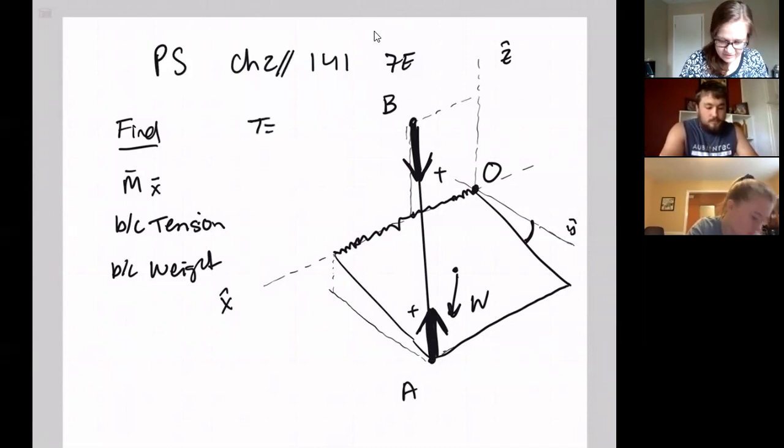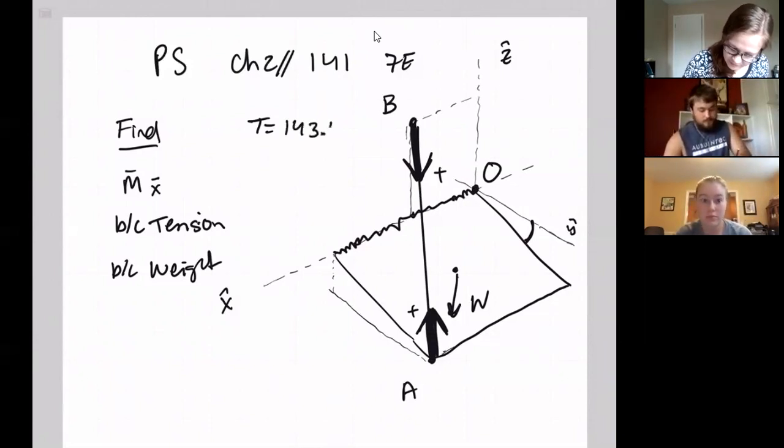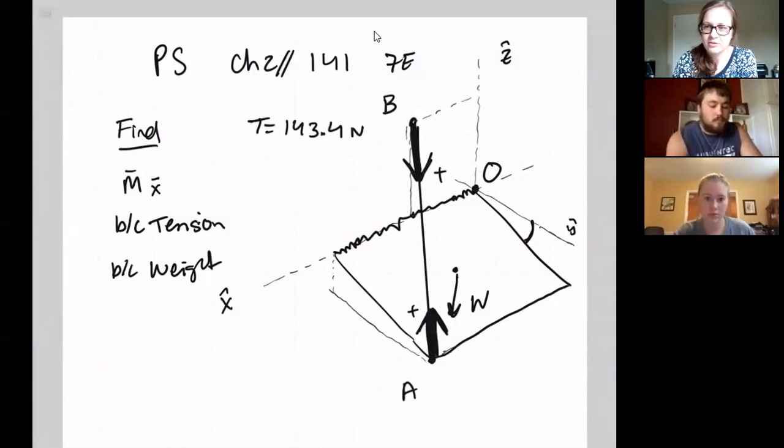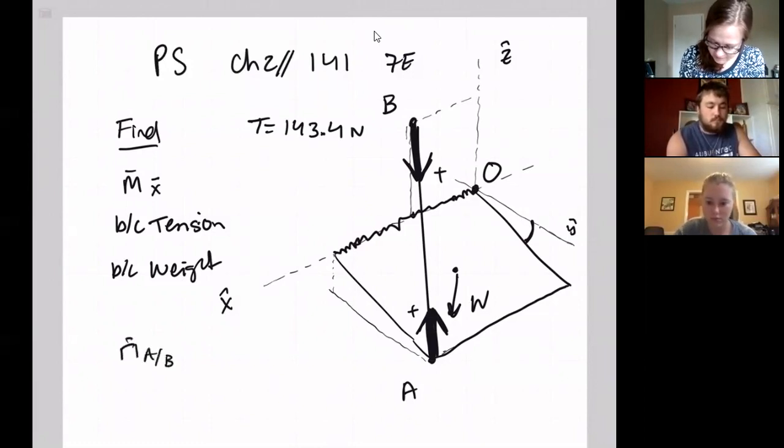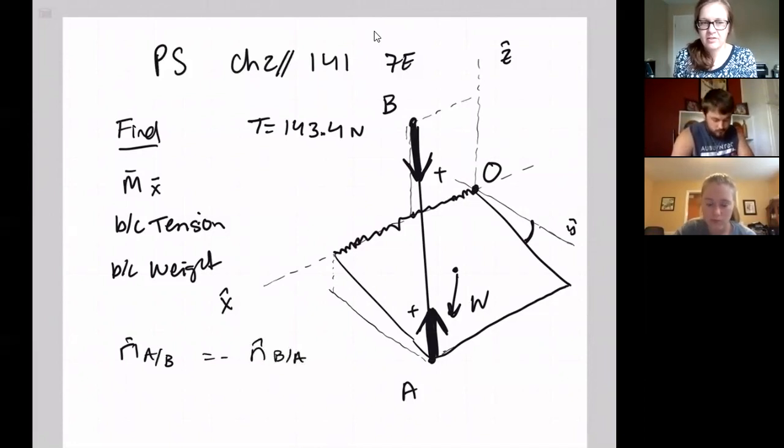And we are given that the tension is 143.4 newtons. And I'm going to skip some of the steps because I just hope that you know how to find a unit vector. But if you are still having some issues doing that, you can find the detailed solution online. But I want to focus on the new concepts rather than what we've been doing before. So the unit vector for A with respect to B is the exact opposite of the unit vector of B with respect to A. So if you find the unit vector going this way, you can easily convert it to the other way if you realize that you want to do a different point.